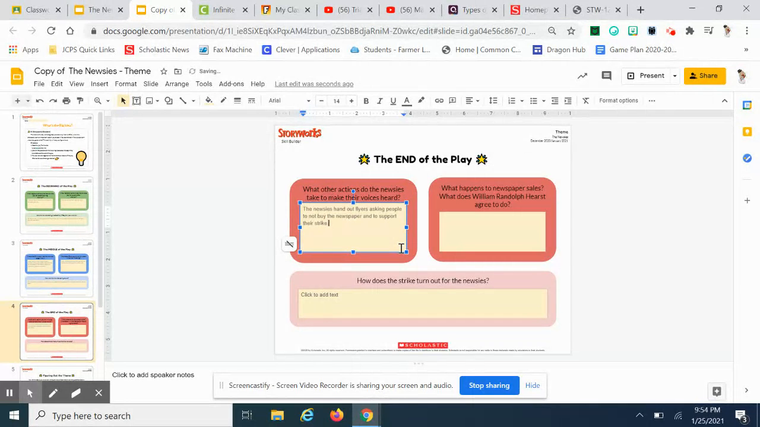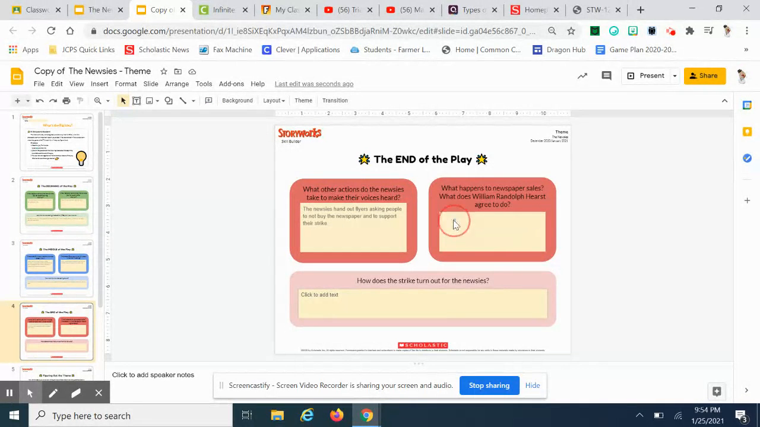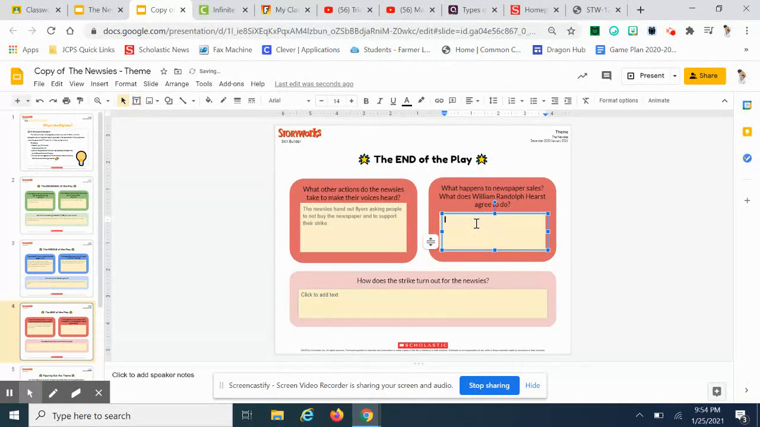All right, what happens to the newspaper sales? And what does William Randolph Hearst agree to? So the newspaper sales drop. So that's what happens. So we're going to type that in here. Make sure there's a text box there. If that happens to you, just go and add a text box up there at the top.